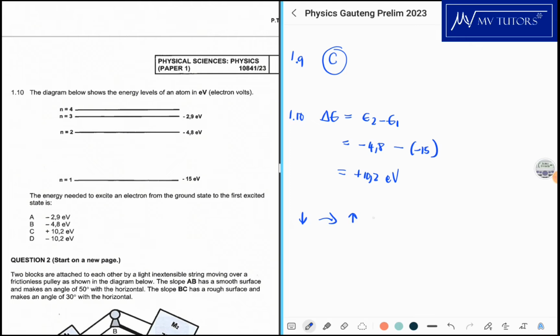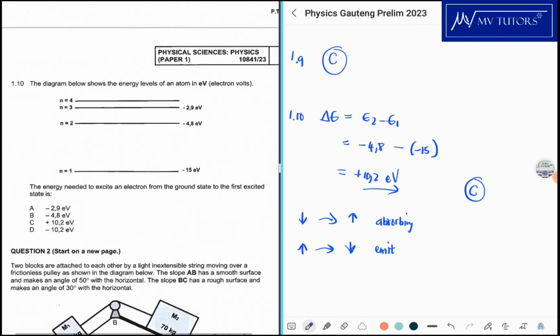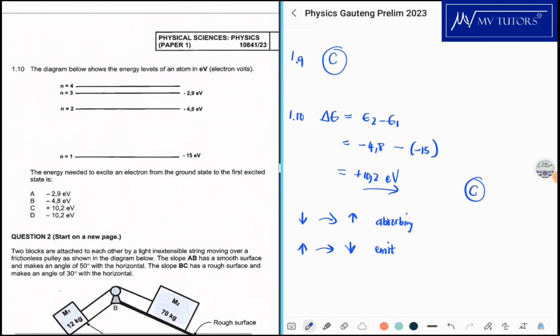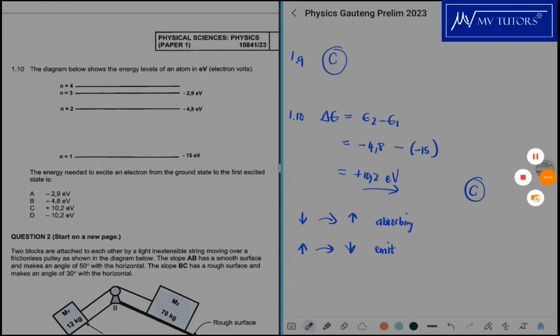Whenever you go from a lower energy level to a higher energy level, you are absorbing. You'll see your absorption spectra. And if you're going from a high to a lower energy level, you will be emitting. Getting back to the question, the energy needed to excite an electron from the ground state to the first excited state is positive 10,2 electron volts, and that is C. That's it with question 1, and we finished in almost 23 minutes, so that's great.